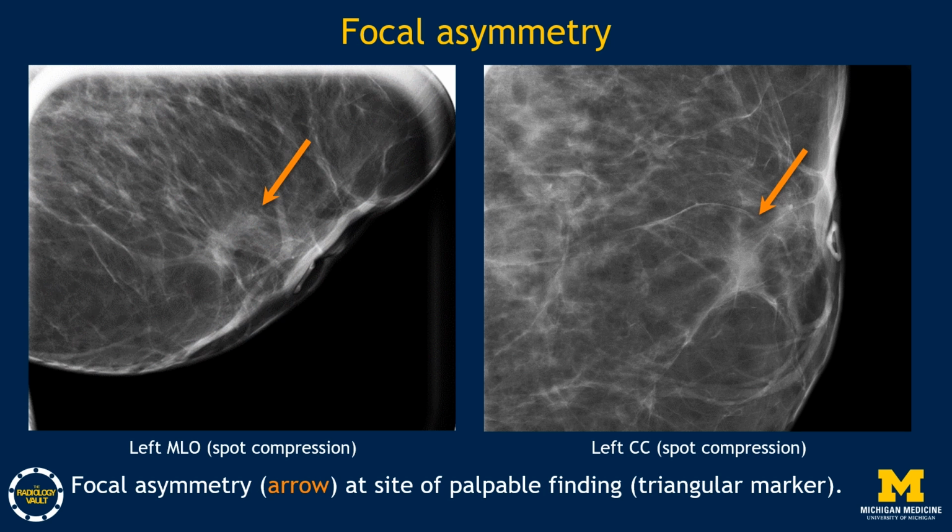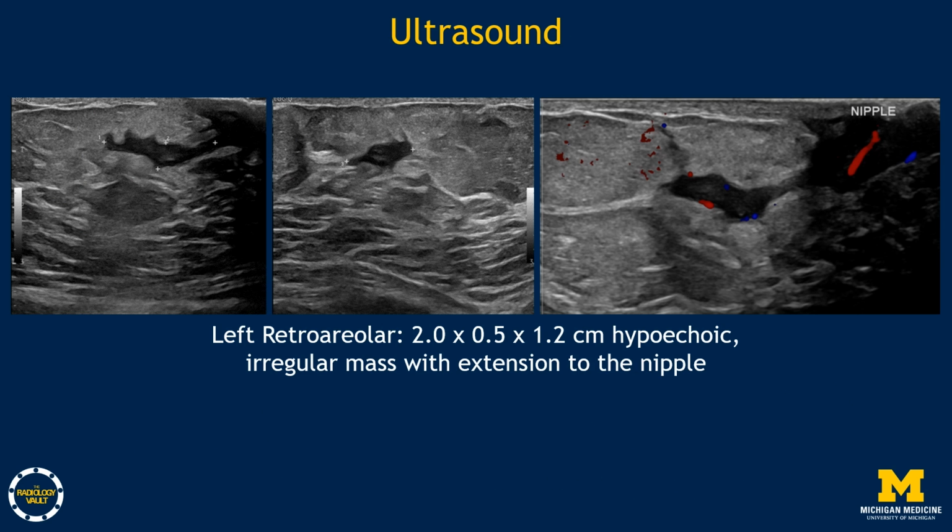Here's another case of a patient presenting with, this time, a focal asymmetry on the mammogram, shown here with the orange arrow. This was at the site of palpable concern, and there's a triangular palpable marker placed at the skin. The ultrasound of this case, left retroareolar, showed a hypoechoic irregular mass measuring up to 2 centimeters with extension to the nipple.